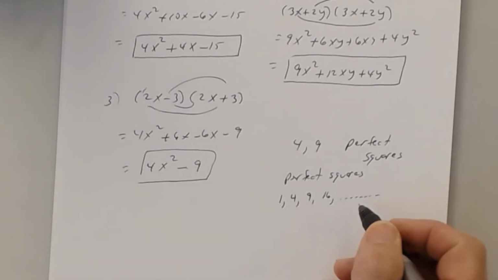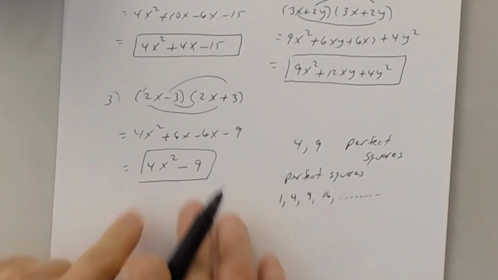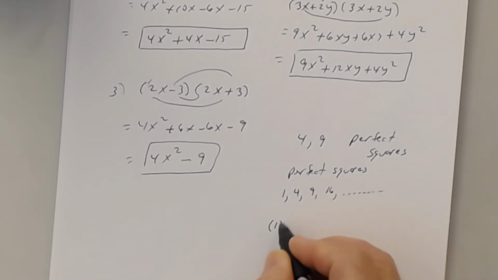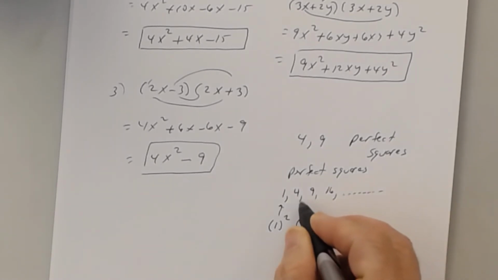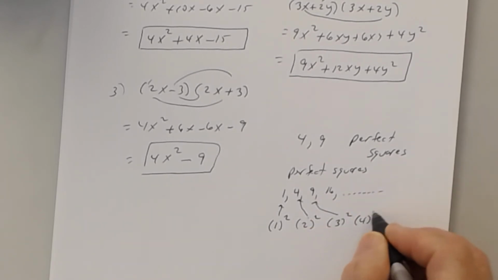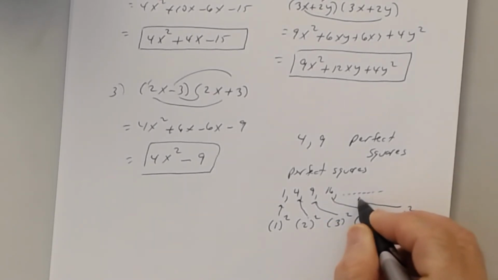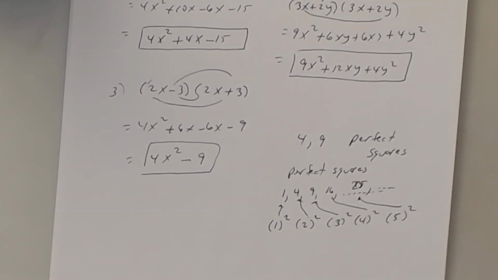So let's talk about what perfect squares are, because that's important with the type of factoring that this involves right here. So your perfect squares, 1, 4, 9, 16, these are perfect squares because if I take the number 1 and I square it, I get what? 1. If I take the number 2 and I square it, I get 4. If I take 3 and I square it, I get 9. Take 4 squared, I get 16. What would the next one be? 5, which gives me 25, and so on. Those are your perfect squares.